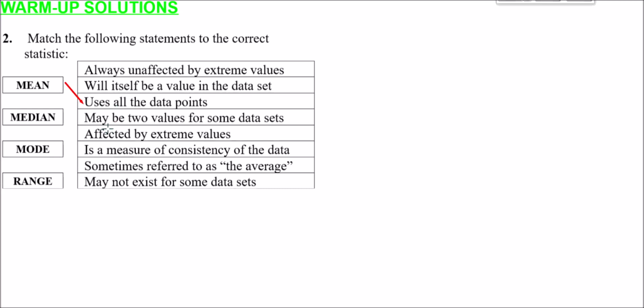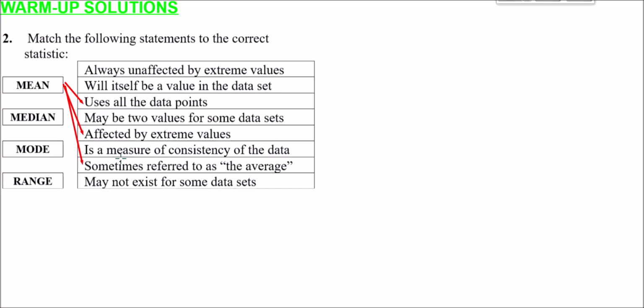As well as that, the mean is affected by extreme values. For example, because a mean uses all values, if one is very high or very low, that affects the whole thing. Also, the mean is sometimes referred to as simply the average. So if a question just asks you to work out the average without specifying which average it is, mean, median or range, we can always assume they must want you to work out the mean.